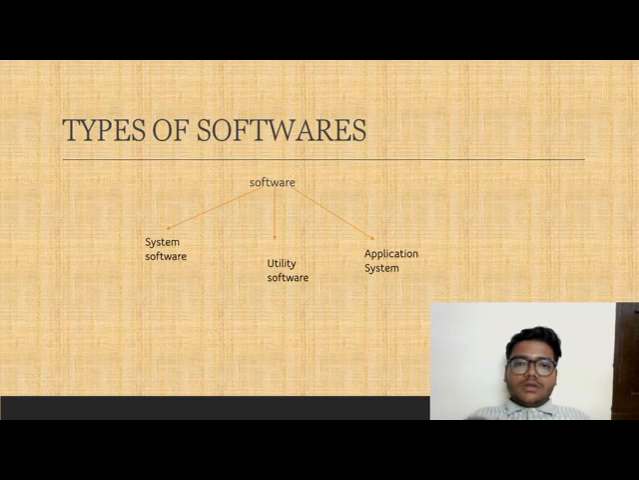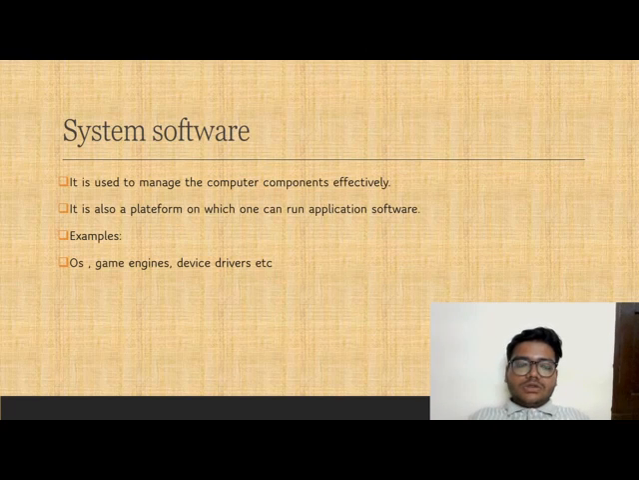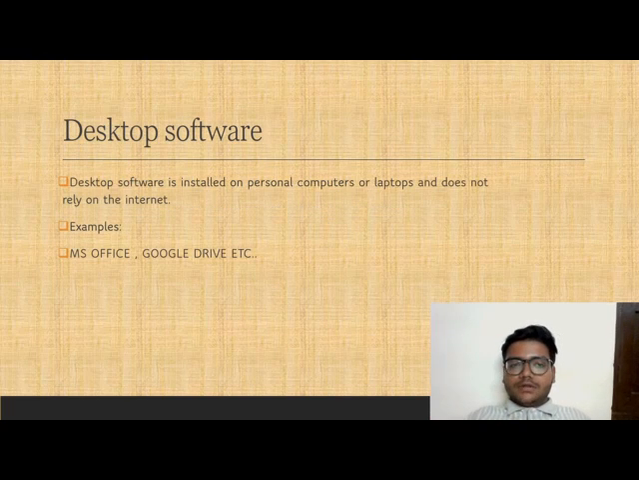Now come back to the software. There are three types of software: system software, utility software, and application software. So what is system software? It is used to manage the computer components effectively. It is also a platform on which one can run application software. Generally when we start our computer, we see an operating system managing our whole computer in such a way that we can use the system properly. So we consider the OS, operating systems, game engines, and device drivers as included in system software.